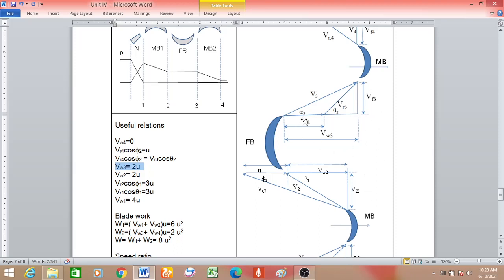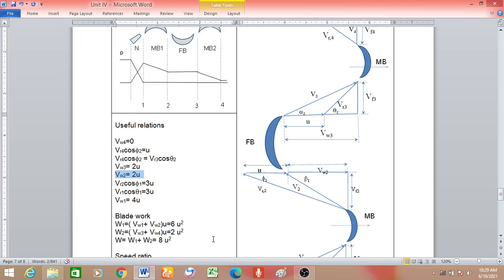So under this case, what happens? Alpha 2 becomes equal to beta 1. The flow angles should be equal. Under this condition, Vw3 becomes equal to Vw2. So both are equal. Vw3 is 2 times u, as we have told, so again applying the same concept, Vw2 is equal to 2 times u.